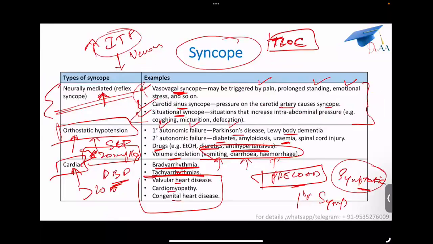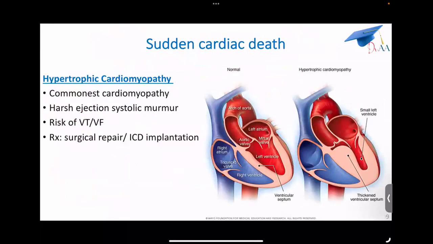So this is syncope in general, what we have spoken about. Now we are getting into the cardiac conditions which can cause sudden cardiac death or syncope. One of the most commonly tested in the exam or in any exams is hypertrophic cardiomyopathy. What happens in hypertrophic cardiomyopathy is the septum is thickened. It is thickened compared to the rest of the ventricle.